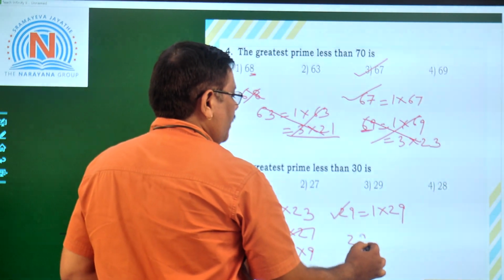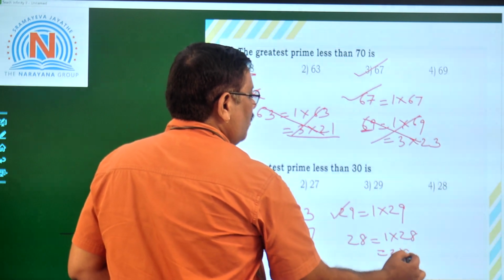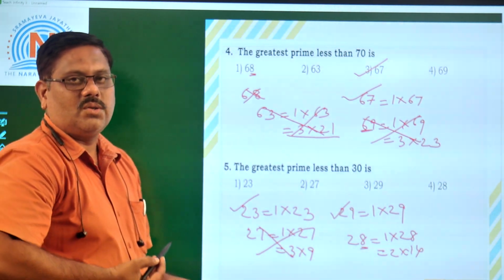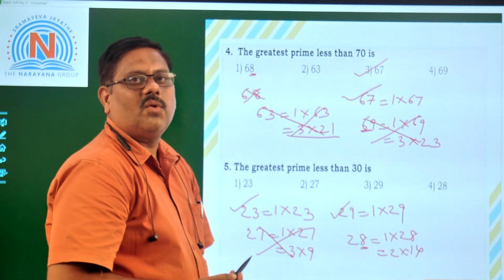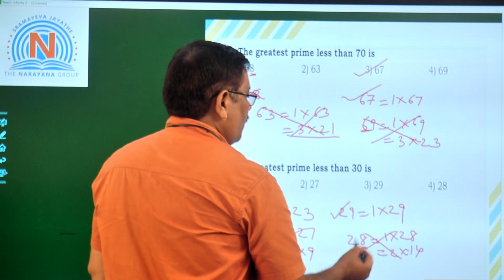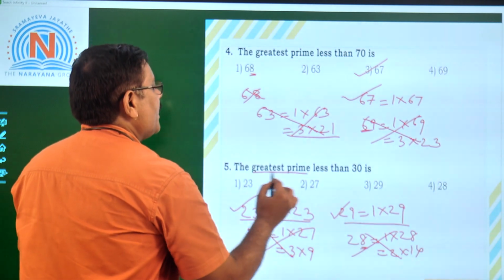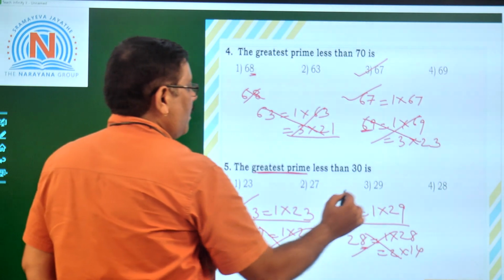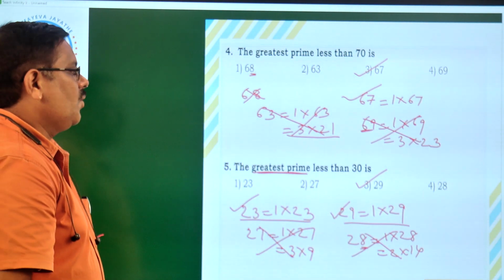But 28, if you take, that is 1 into 28 and also 2 into 14, because the unit digit is an even number, so it is definitely divisible by 2. So 2 is another factor than 1 and 28. So this is also not a prime number. So these two are prime numbers. But what is he asking? Greatest prime. Greatest prime in the sense, out of 23 and 29, 29 is greatest. So the right option for this particular question is 29.